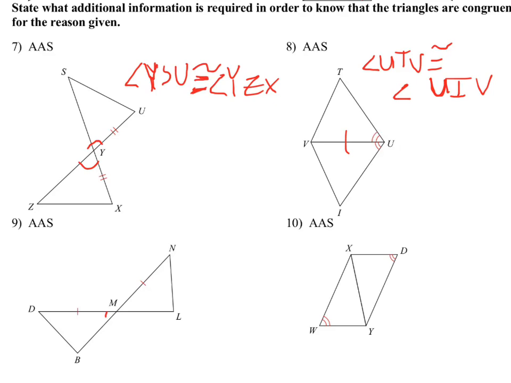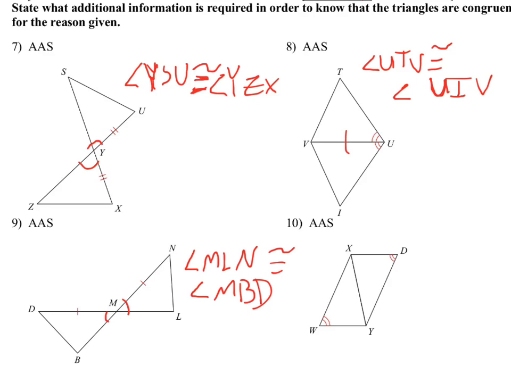On 9, we can again add the congruence markings in the middle because those are vertical angles. And now we have angle, side. We want the previous angle on the angle before that if we're going around the triangles that direction. So we need angle MLN to be congruent to angle MBD.